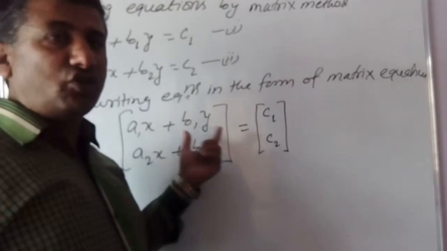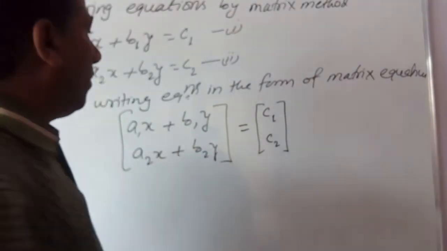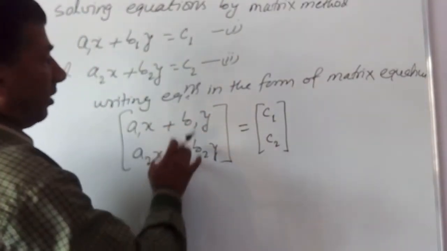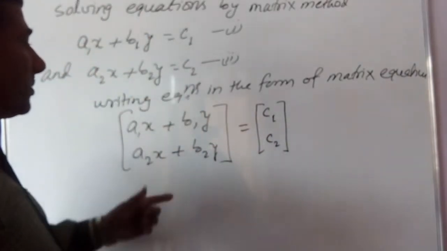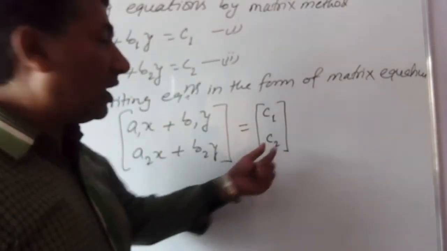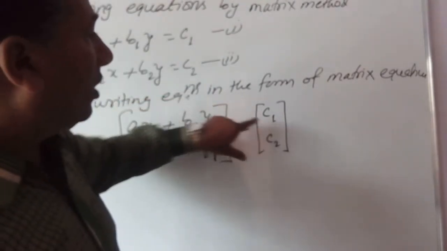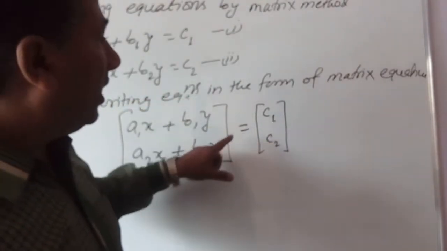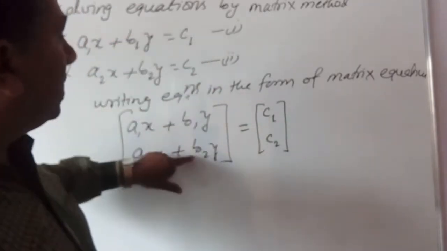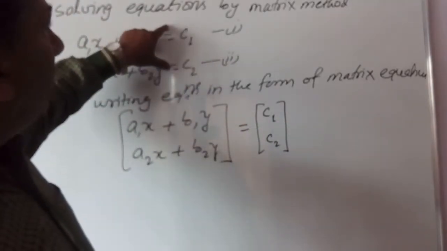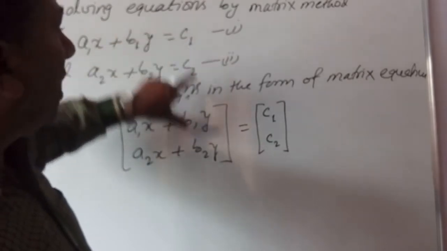Actually, it is not necessary; just to make you clear, I wrote this one. Now when we equate the two, I have written this equation in matrix form. These two are equal, which means if we equate their corresponding elements, this equals c1 and this equals c2. Again, we can write this one in this form.